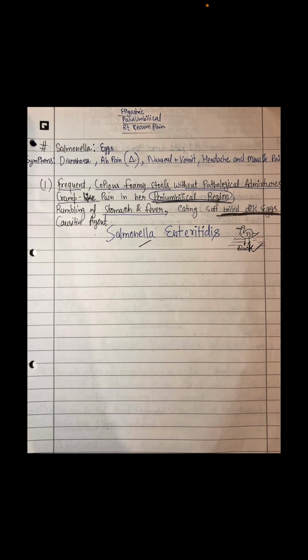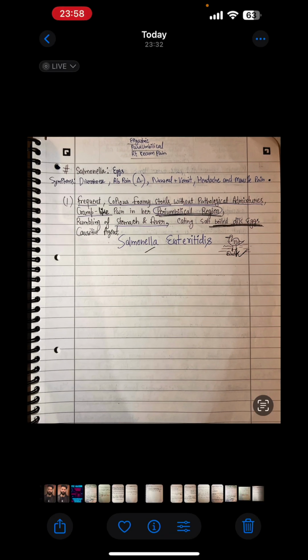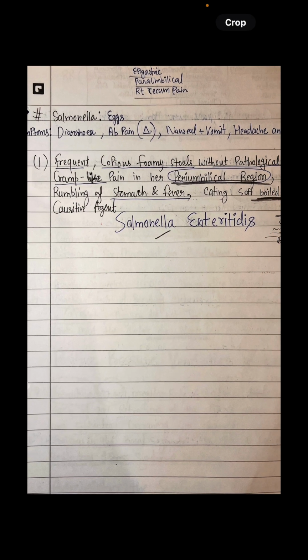What is the question saying? Frequent copious foamy stools without pathological admixtures, cramp-like pain in the peri-umbilical region. You got the pain in the peri-umbilical region, one part of the Salmonella triangle. Rumbling of stomach, fever, after eating soft-boiled duck egg. So the patient ate some egg, due to which he got abdominal or GI symptoms. Remember that Salmonella enteritidis is the species from the Salmonella group which causes GI symptoms or inflammation of the stomach or intestine.